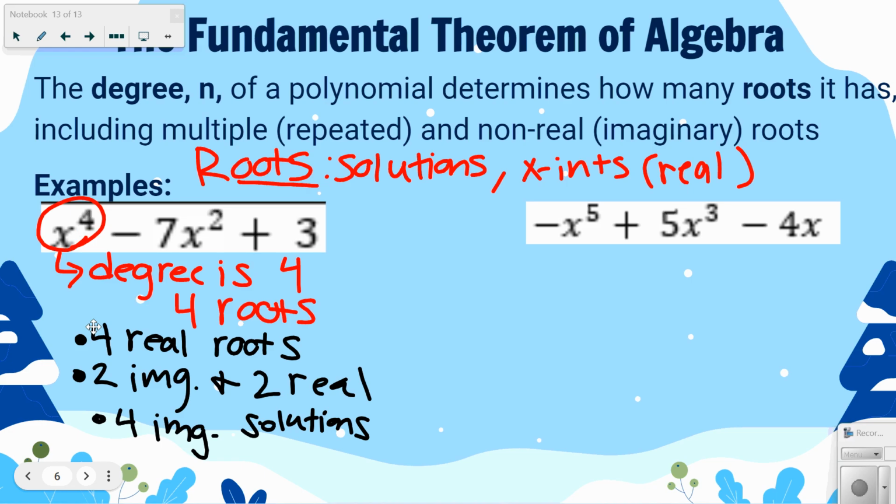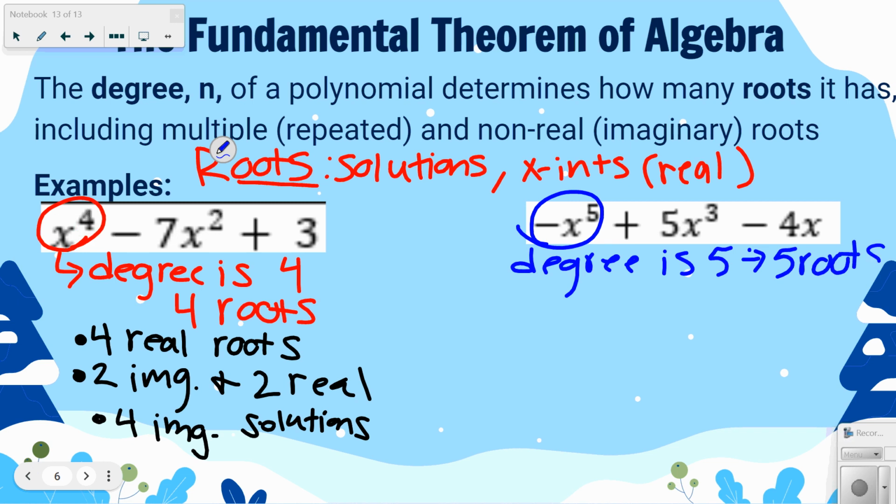So let's look at our next example here. What's our degree? 5. My highest exponent here is 5. So degree is 5. That means we should have how many roots? 5 roots. So what are my possible solutions here? What's one possibility?